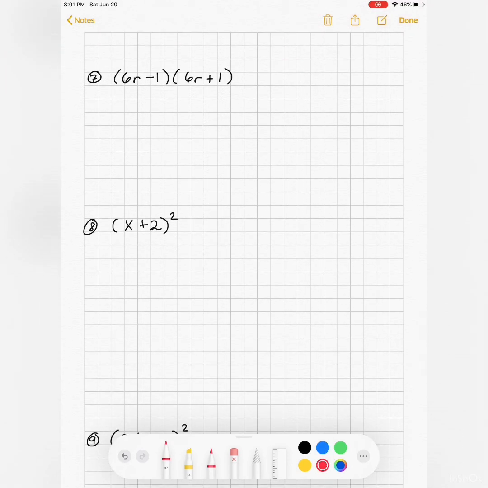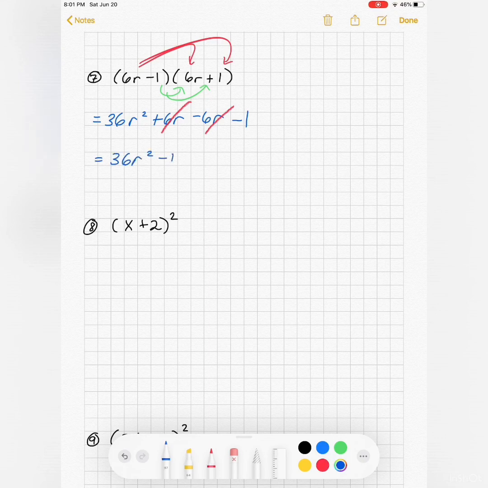So here's another difference of squares, but it's a fancier one. Let's see what happens when we FOIL this one out. 6 times 6 is 36. r times r is r squared. Okay, and then we get plus 6r, and again, minus 6r. And then minus 1. So our middle terms cancel again. It's because we have this difference of squares.